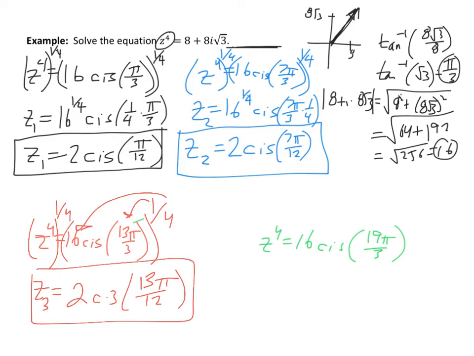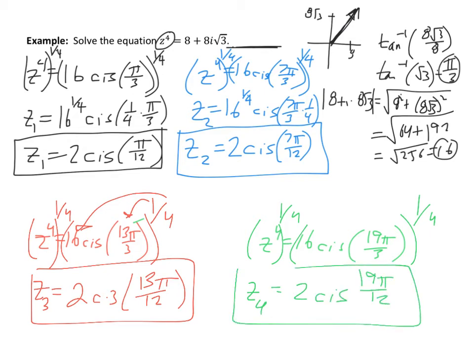And then finally z4, same deal. I would do the 4th root on both sides of this. This is going to get me z4 equals 2 cis 19 pi over 12. So there we go. This one only took us 5 minutes, and it was a 4th root. There was sort of even more work to be done on this one.